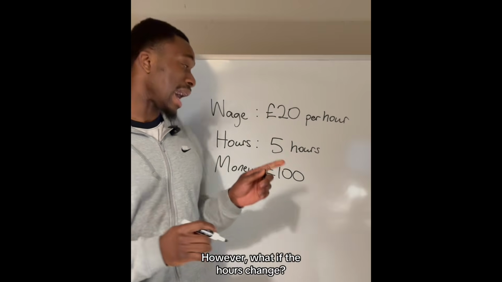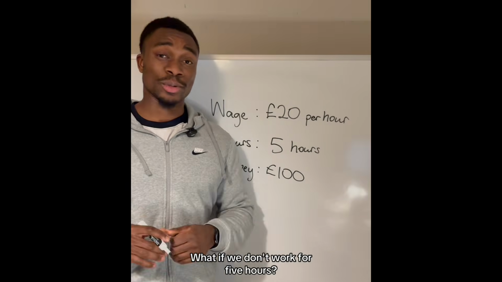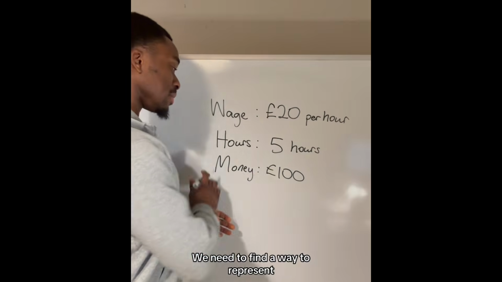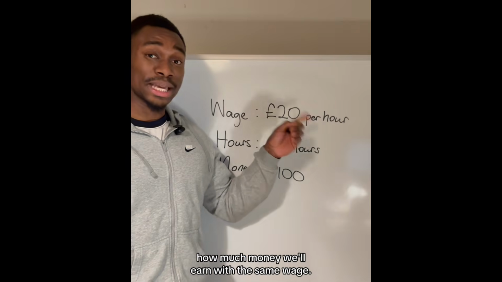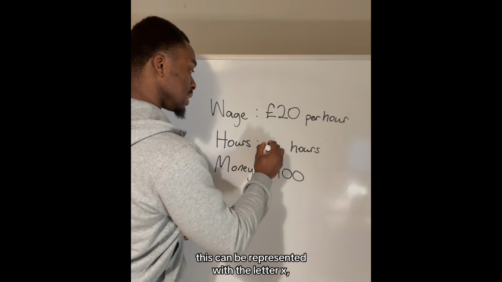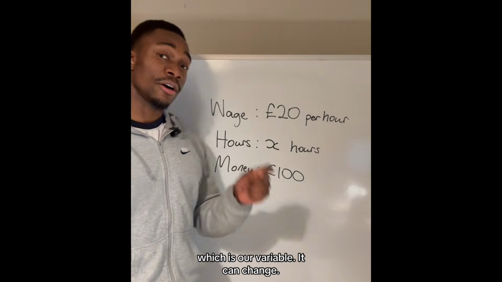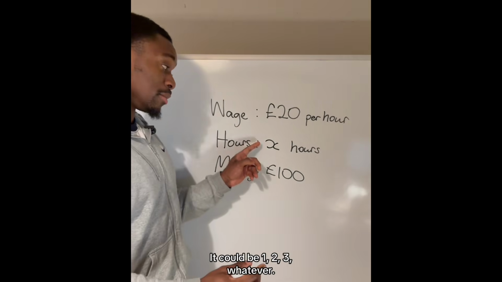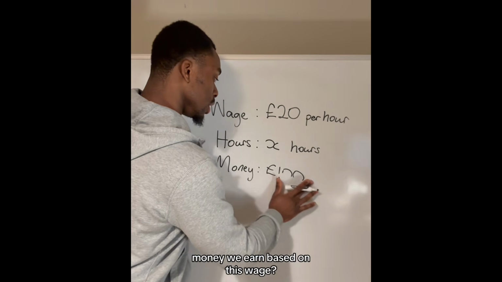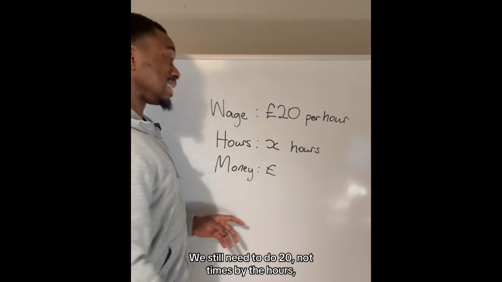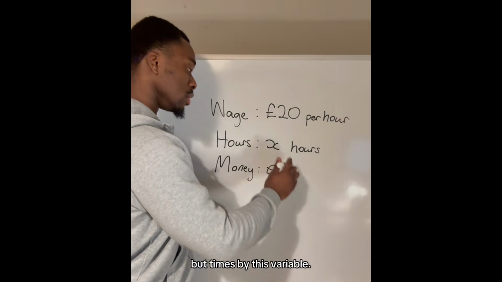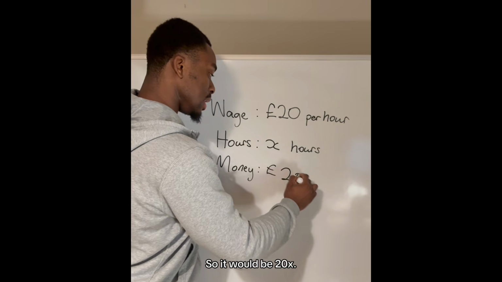However, what if the hours change? What if we don't work for 5 hours? What if we work for 6, 7, 8 hours? We need to find a way to represent how much money we'll earn with the same wage. So instead of saying 5 hours, this can be represented with a letter X, which is our variable. It can change. It could be 1, 2, 3, whatever. And how would we represent how much money we earn based on this wage? We still need to do 20, not times by the hours, but times by this variable. So it would be 20x.